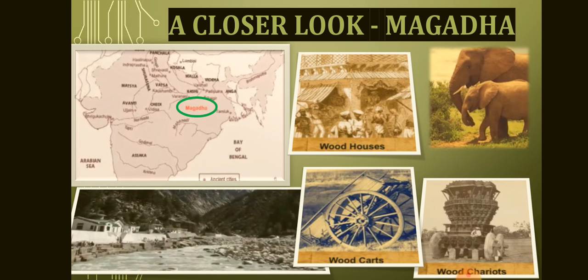Elephants which lived in the forest could be captured and trained for armies. Forests also provided wood for building houses, carts, and chariots. Besides, there were iron ore mines in the region that could be tapped to make strong tools and weapons.